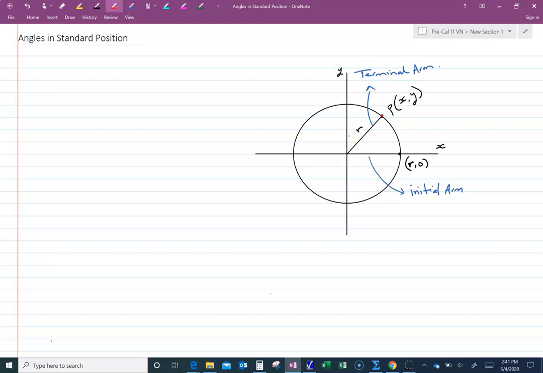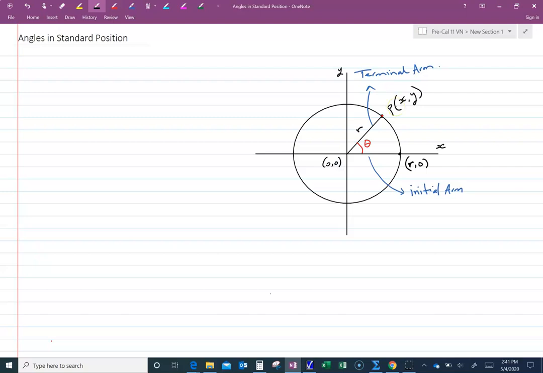Number one is that in order to create an angle, the angle that we're going to look at is going to be this angle. I'm going to call that theta. That angle has to be created by two arms. One is called the initial arm, and the initial arm for the purpose of this section is always the x-axis. The terminal arm is basically the line that goes from the origin, which is (0, 0), I didn't put it in there but that's already there, to the point P.